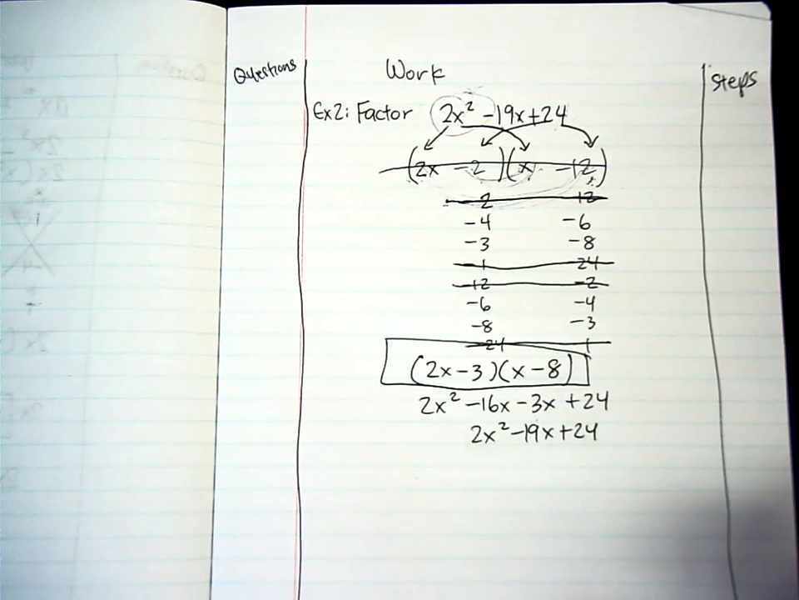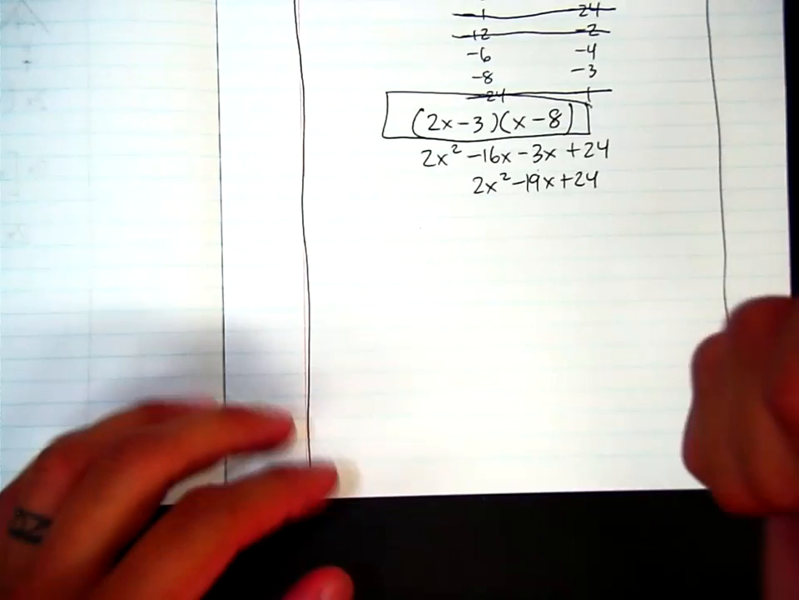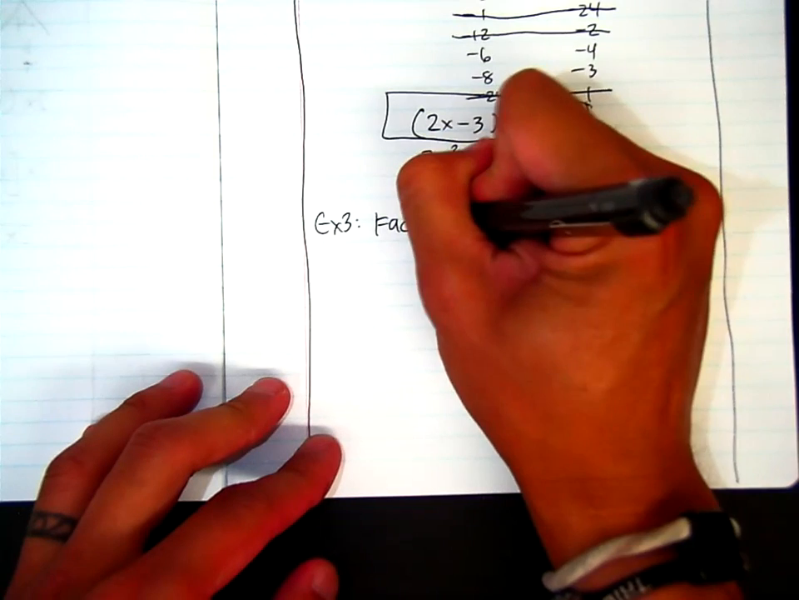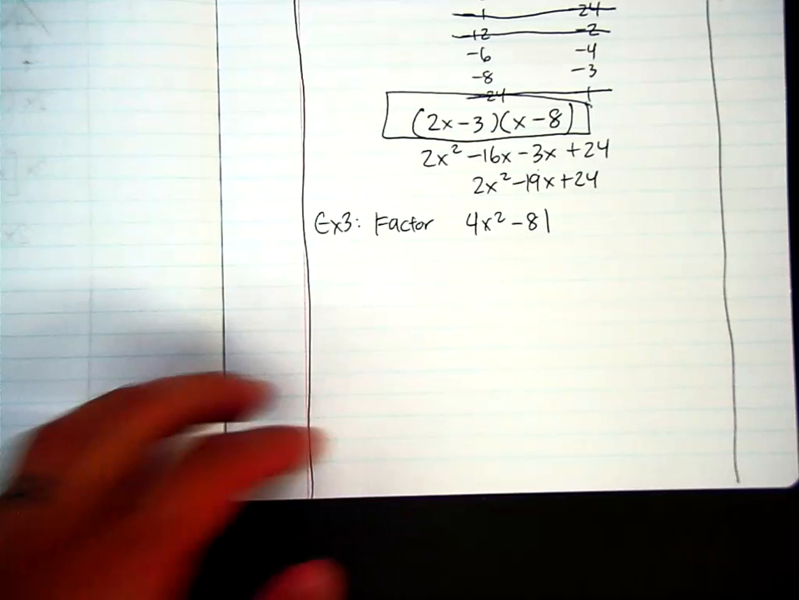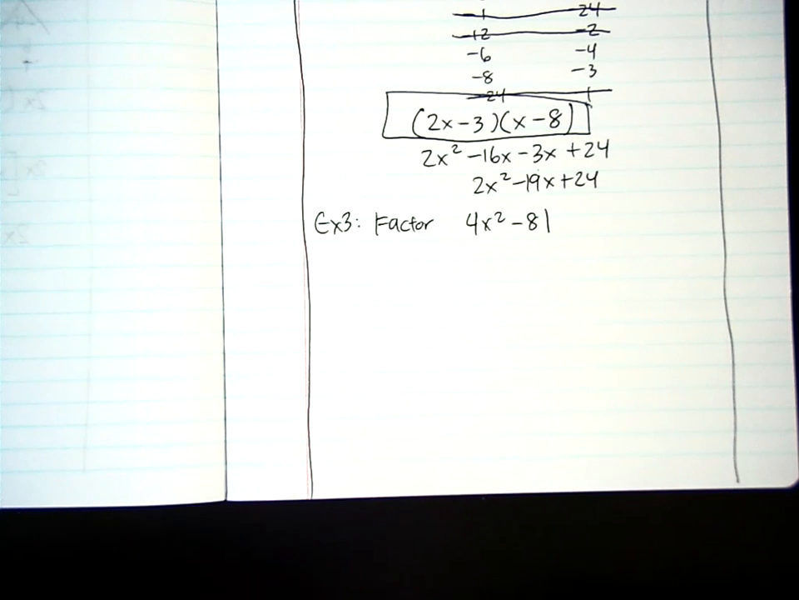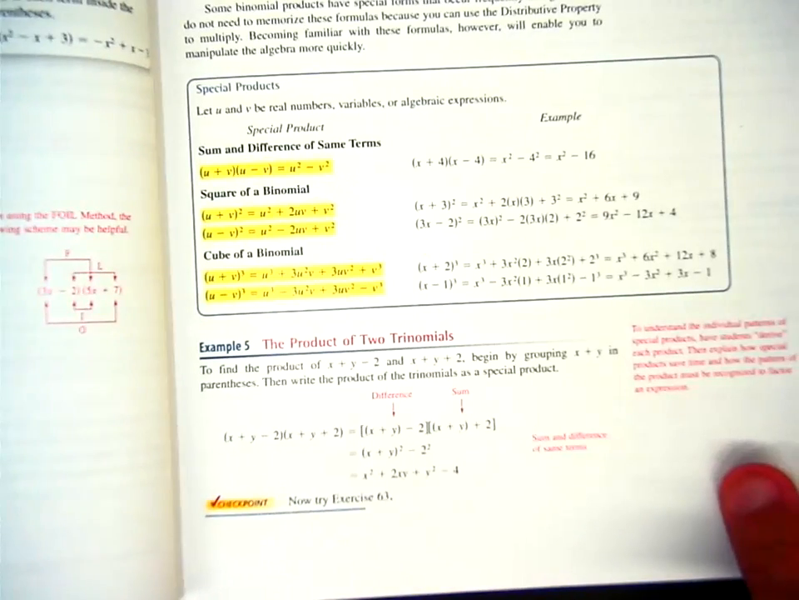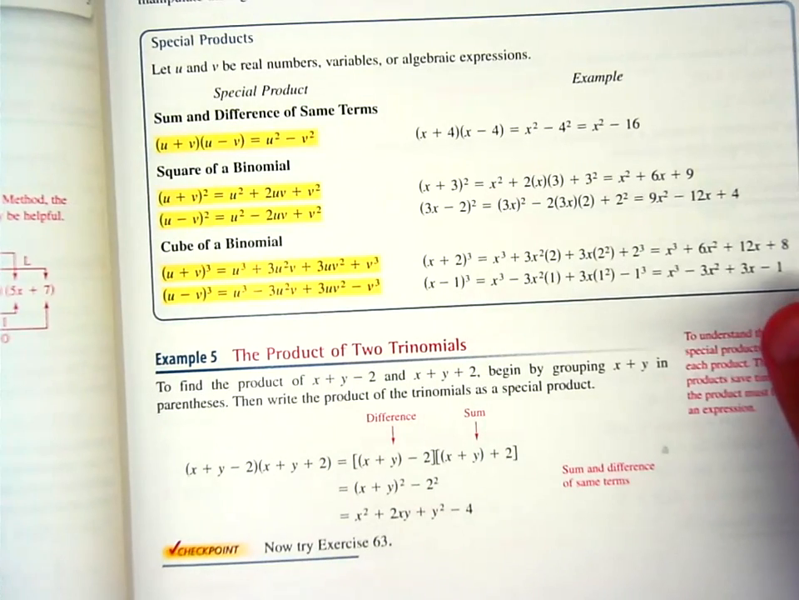Okay, let's move on to special cases. So example 3, we are going to factor 4x squared minus 81. If you look at this, I'm going to give you some notes. It will be on page 25. So let me show you on this. You can go ahead and pause it and take the notes here if you want. Okay, so go ahead and pause it and take notes. All right.